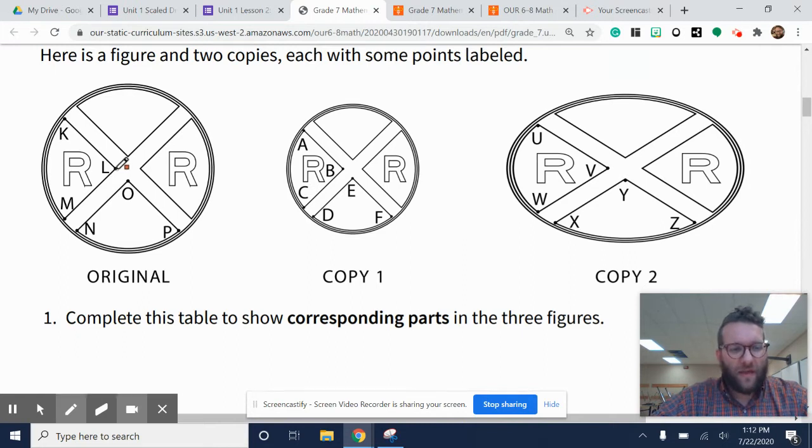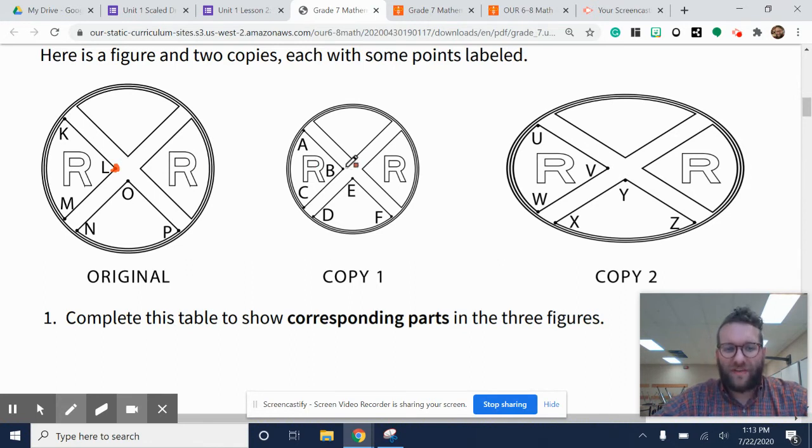So looking at these right here, these railroad signs, we can look at these and we can see that this point right here, L, has a relative location to the rest of this sign. It is on the opposite side of this R. It's right beside this R. It's on the edge of this X right here. It's on the midpoint of this angle. It has a relative location.